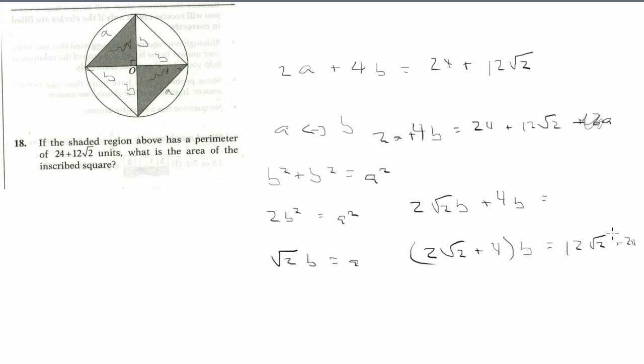If I were to take 6 out of this, I have 6 times 2 square root of 2 plus 4, which is this. If I divide both sides by this part here, I end up with b equals 6. Okay, because if I divide all of this side by this, then this here just cancels, b equals 6. So now the area is pi 6 squared, so 36 pi.